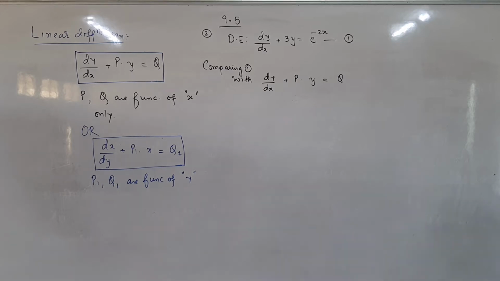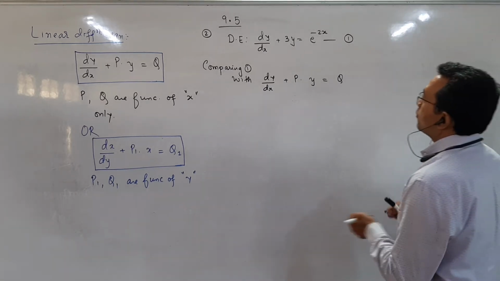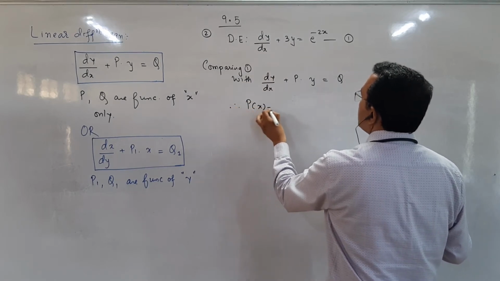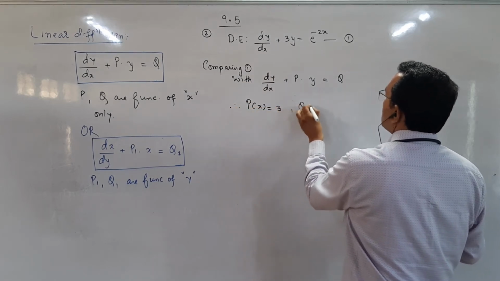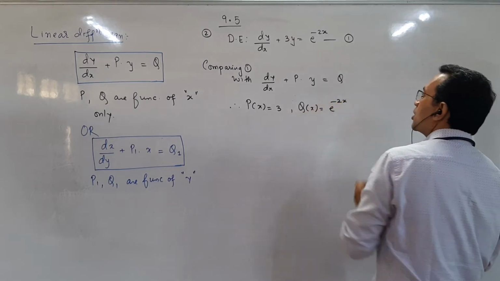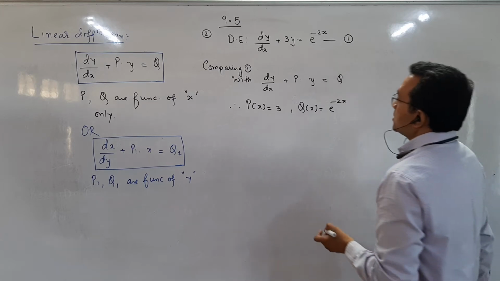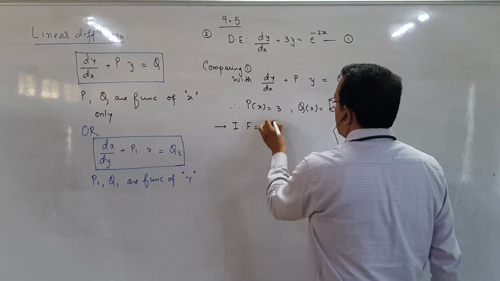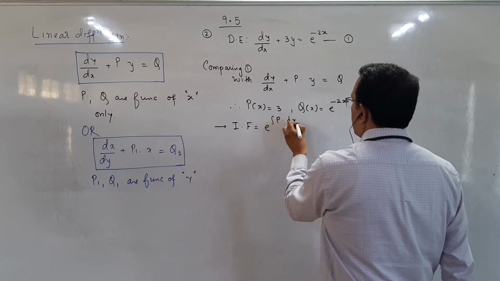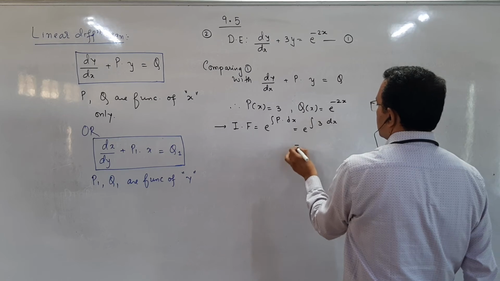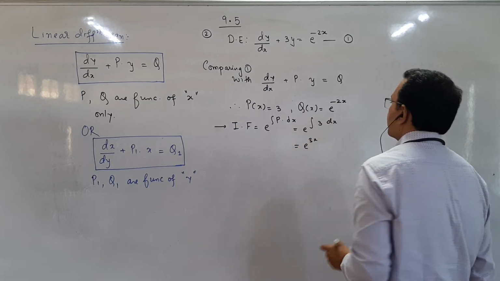Now, concentrate students. If I compare, the coefficient of dy by dx is already 1, so p of x will be 3 and q of x will be e raised to minus 2x. P can be a constant, no problem. Step number 2, develop the integrating factor, which is e raised to integration p dx. So e raised to integration 3 dx, so it is e raised to 3x.